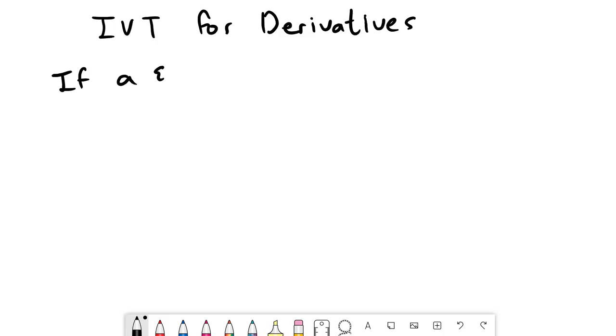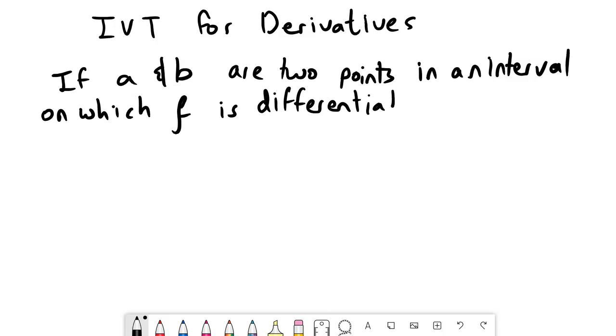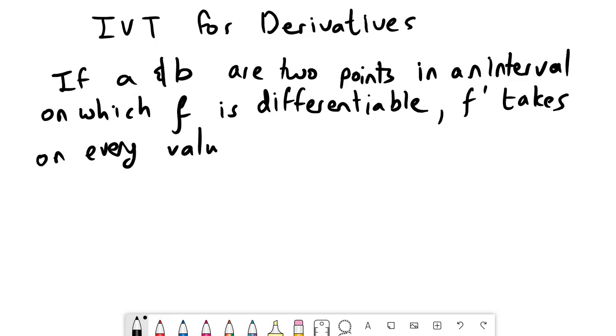If A and B are two points in an interval on which f is differentiable, then the derivative f prime takes on every value between the derivative at A and the derivative at B.